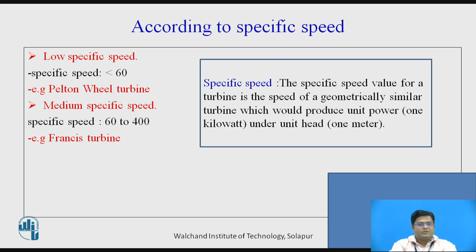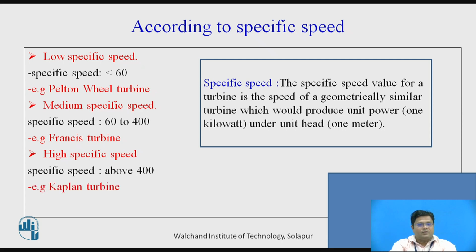If the specific speed is below 60, then it is a low specific speed turbine. If the specific speed is between 60 to 400, then it is a medium specific speed turbine. And last one, if the specific speed is above 400, then it is a high specific speed turbine.